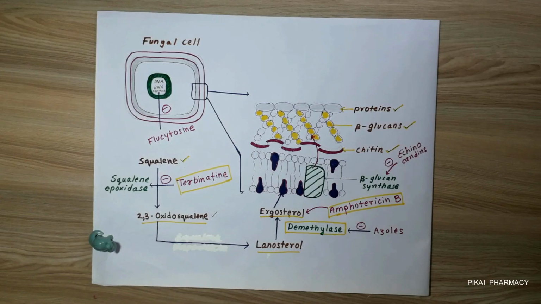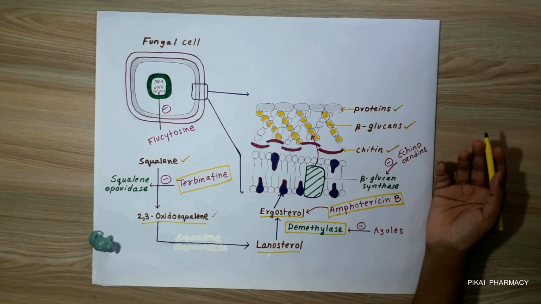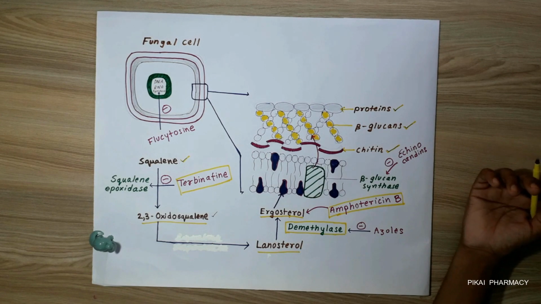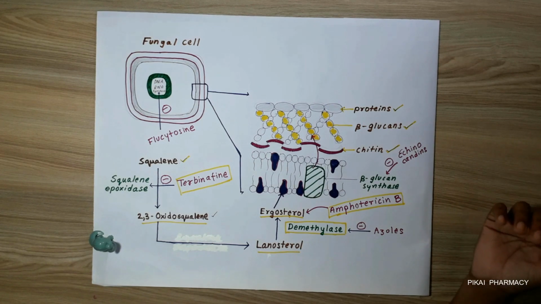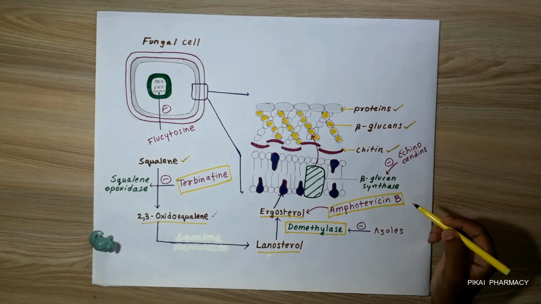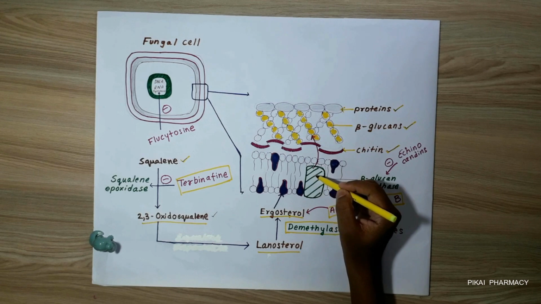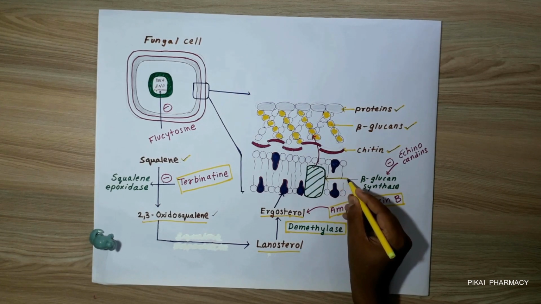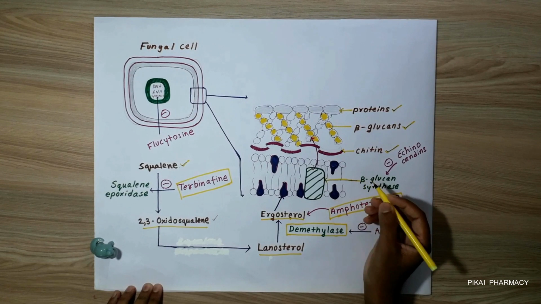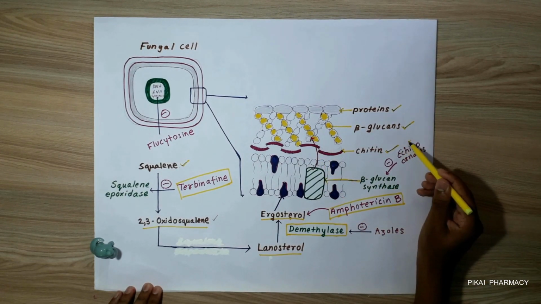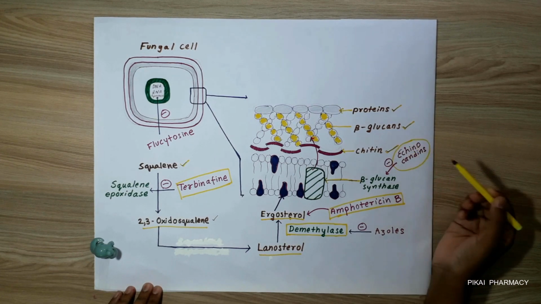Now there are some drugs which block the synthesis of beta-glucans, which are present in the fungal cell wall, by inhibiting the beta-glucan synthase enzyme present in the fungal cell membrane. The beta-glucan synthase is responsible for the production of beta-glucan in the fungal cell wall. So by inhibiting it, they stop the production of beta-glucan, thus causing alteration in the permeability of the fungal cell membrane and causing death of the fungal cell. An example of such a drug is echinocandins, which inhibit the beta-glucan synthase enzyme.